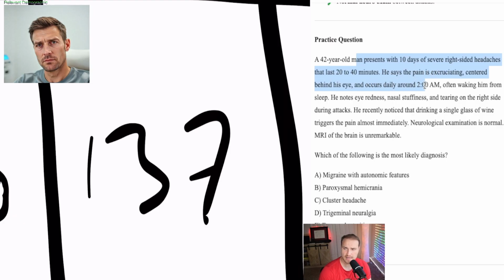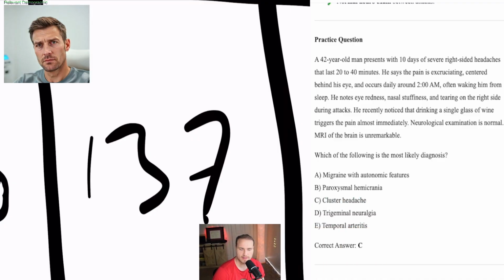Centered behind his eye, occurs daily at 2 a.m., waking him from sleep. So this is recurrent, unilateral, short duration, severe headache with autonomic features, a trigger pattern with alcohol, and also a nocturnal timing. All these things are pointing us to a cluster headache. And that is indeed our answer.